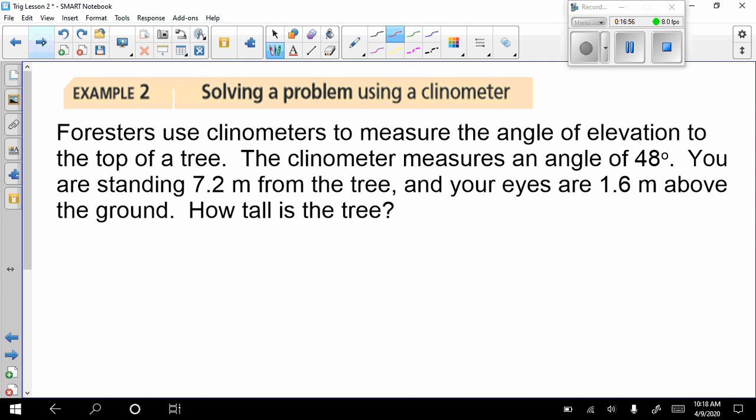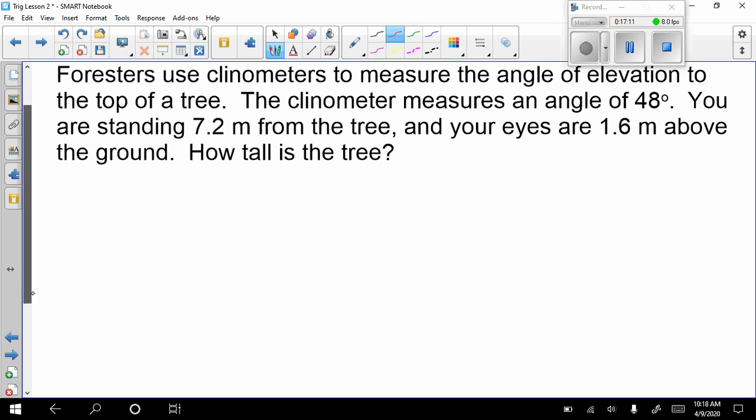So this one says foresters use something called a clinometer to measure the angle of elevation to the top of a tree. So if you're going to try to estimate the height of a tree, you're standing 7.2 meters from a tree and your eyes are 1.6 meters above the ground. How tall is the tree?